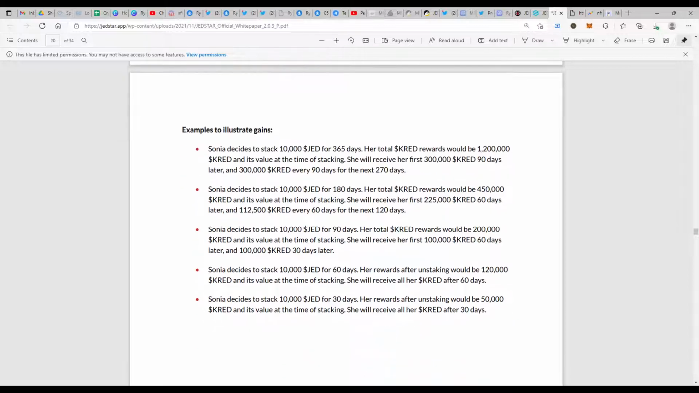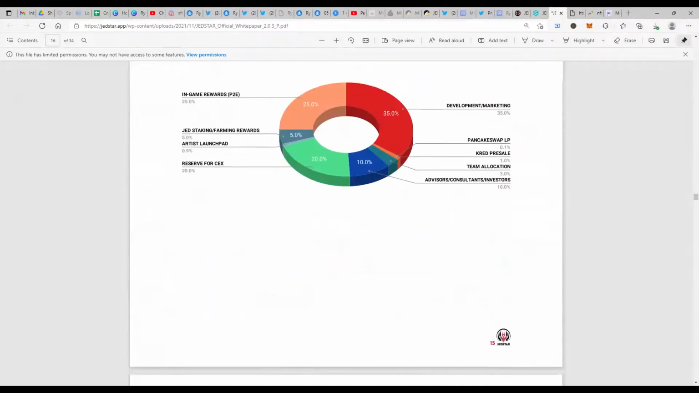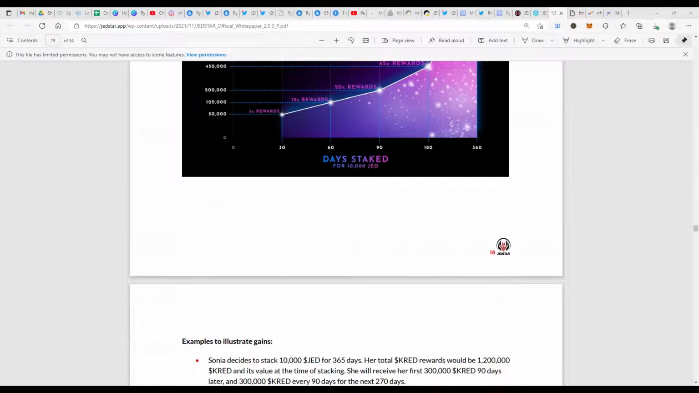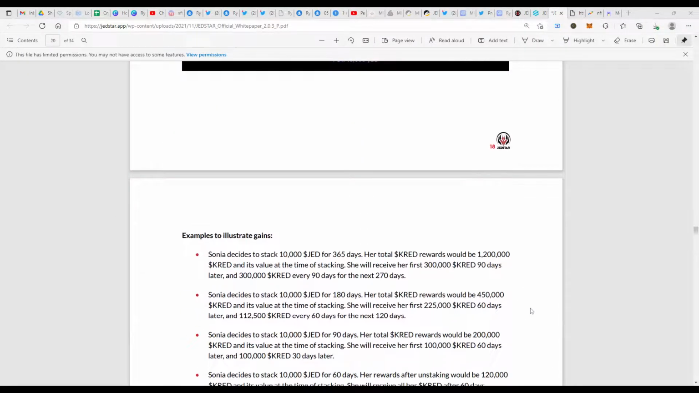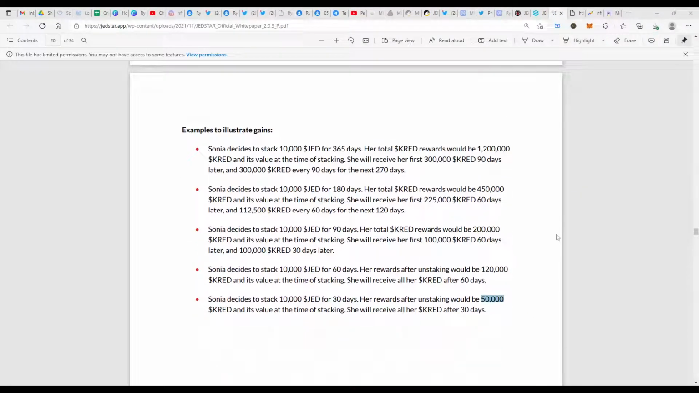Now let me take the least value over here for 30 days. Let's quickly take the price of CRED right now. At the time of release, it's 3 zeros and 1. Now that would give you $5. That's for 30 days, assuming the price is at the time of launch, 0.301, and it remains the same.